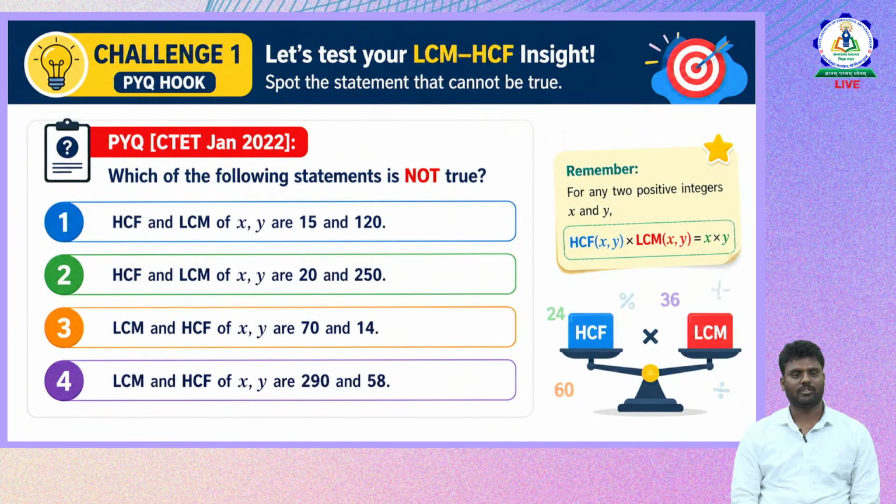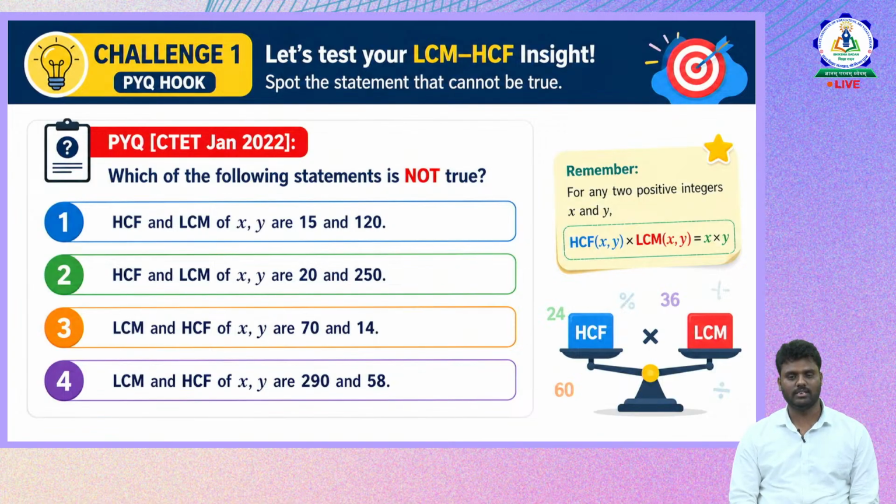Coming to question 1. This question was asked in the January 22 CTET Paper 2: which of the following statements is not true? There are 4 options. Option 1: HCF and LCM of X and Y are 15 and 120. Option 2: HCF and LCM of X and Y are 20 and 250. Option 3: LCM and HCF of X and Y are 70 and 14. Option 4: LCM and HCF of X and Y are 290 and 58.